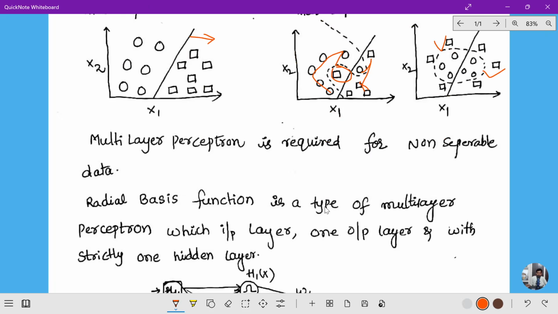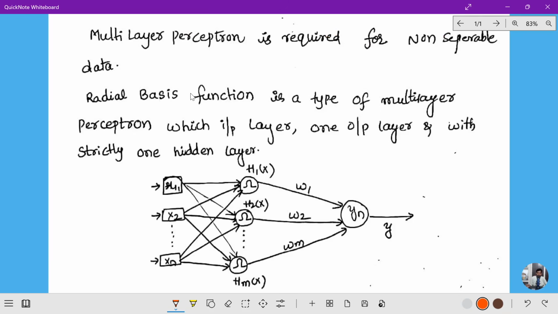Okay, now let us go forward. A multi-layer perceptron is used for non-linearly separable data. We discussed the meaning of linearly separable and non-linearly separable. When it comes to linearly separable data, we use a single layer perceptron. But when it comes to non-linearly separable data, we use a multi-layer perceptron. Please remember all of you.